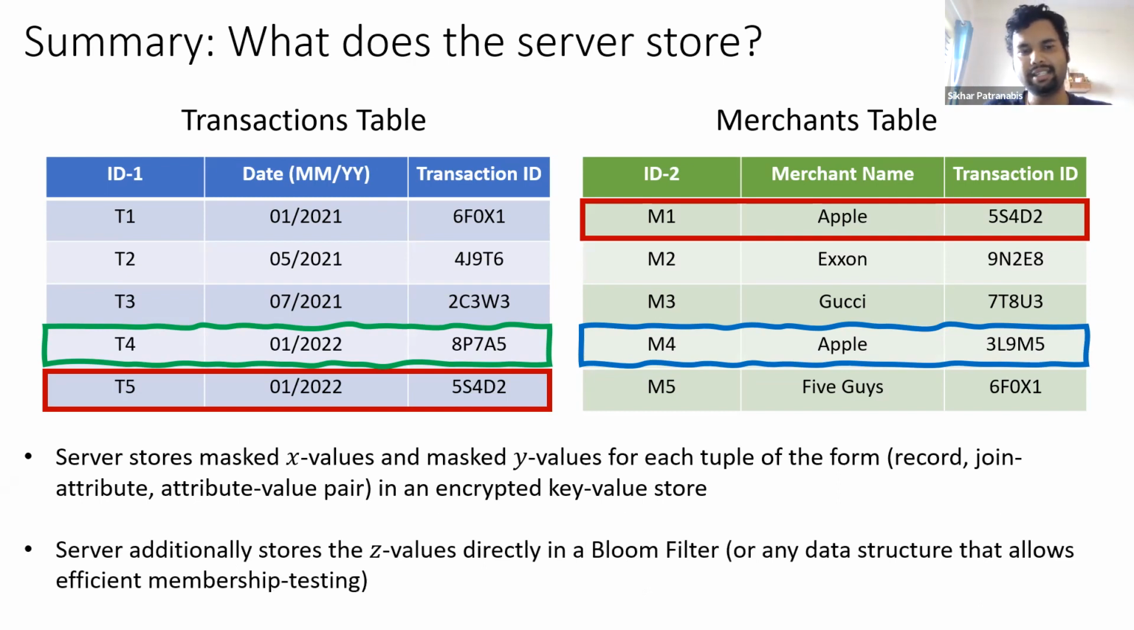Now the trick is that remember, we also have the Z values as well. These Z values we store in a data structure such as a Bloom filter, which allows for efficient membership testing. We are not really interested in retrieving the Z values. We are just interested in testing the membership.